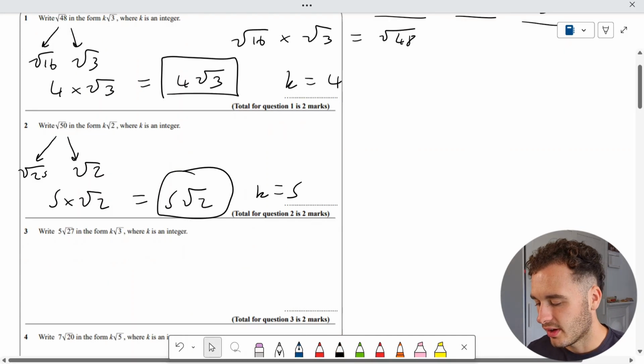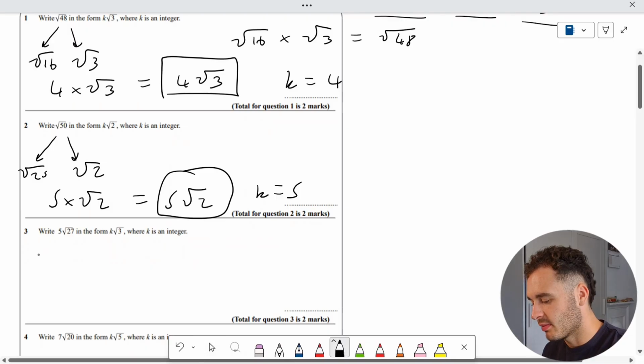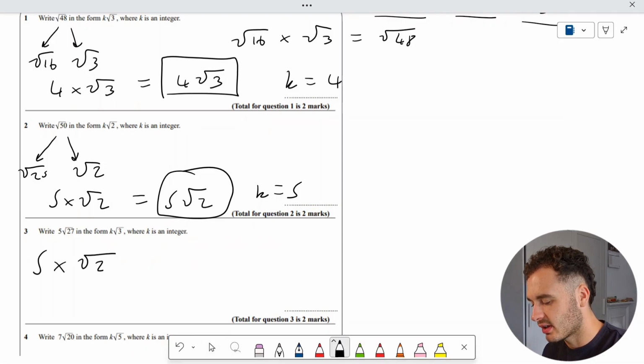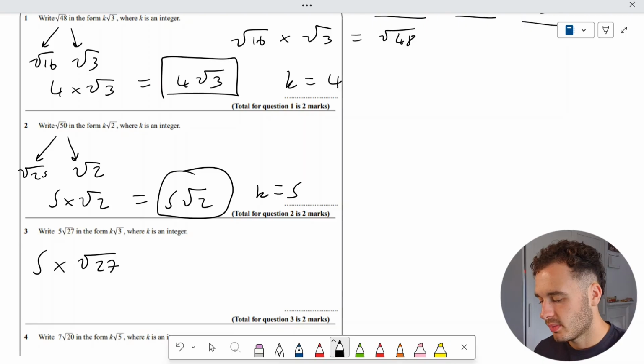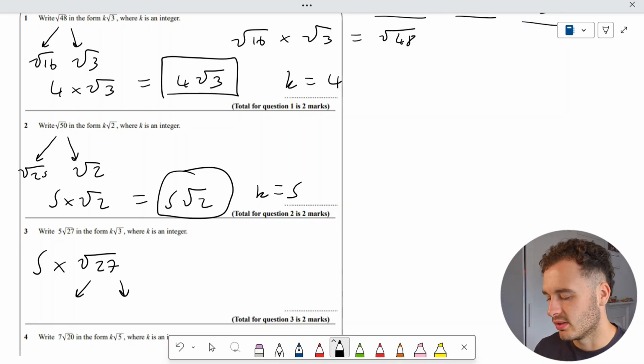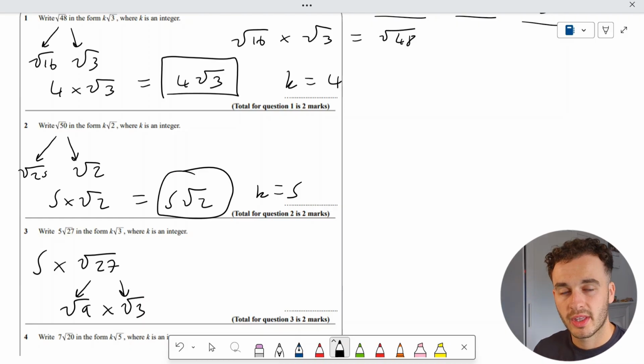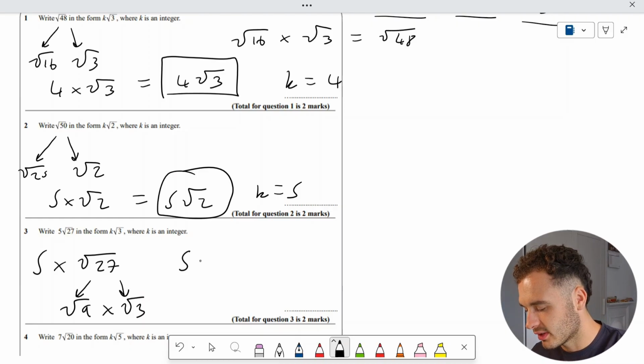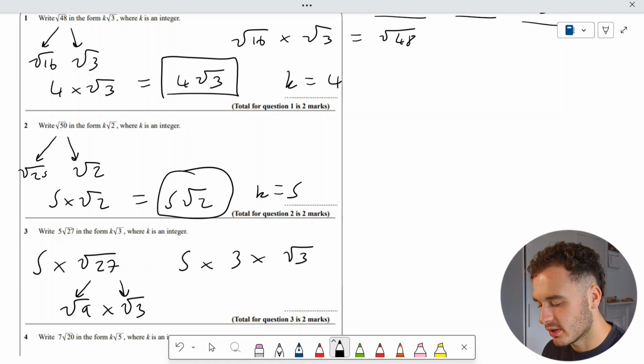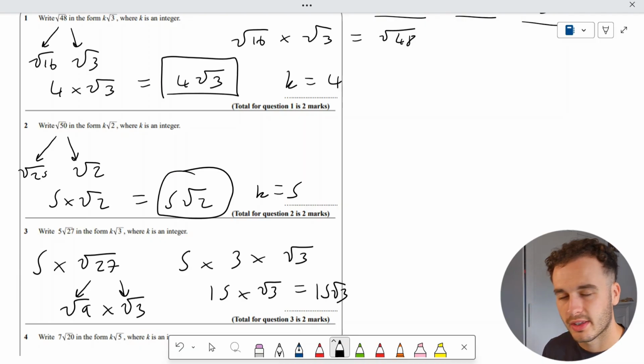Okay, number 3 is slightly harder. We've got this 5 on the outside, but remember 5 root 27 is the same as 5 times by root 27. So we need to simplify this surd if we're going to get it into k root 3. Well, what is a square number in 27? Well, 9 is. So we got root 9 and root 3. What is root 9? Well, that's just 3. So we now have 5 times by 3 times by root 3, because the square root of 9 was 3. So 5 times by 3 is 15, times by root 3 is just 15 root 3. So that's our answer there, where k is 15.